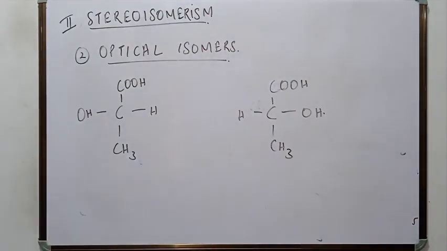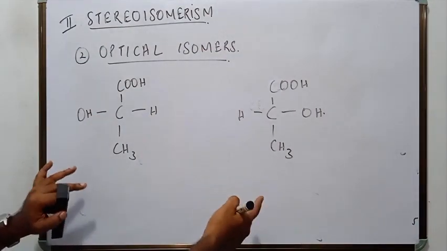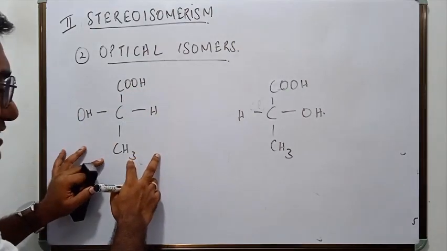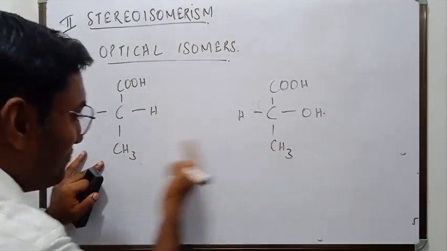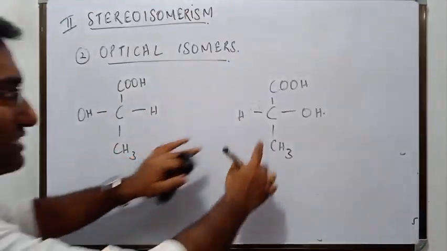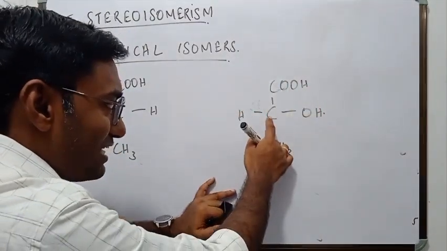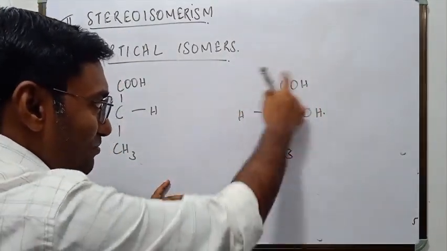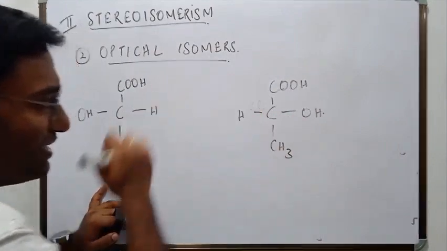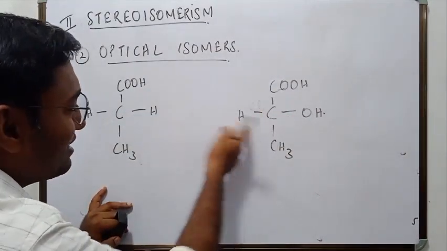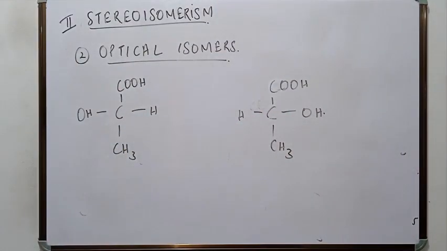The difference between them is that this is arranged in such a way that it is a mirror image of this one, or you can say this is arranged in such a way around the central carbon atom that this becomes a mirror image of this one. And not only that, they are non-superimposable. They cannot be superimposed on each other. So if such is the case, then that kind of isomers are called optical isomers, and that phenomenon is called optical isomerism.